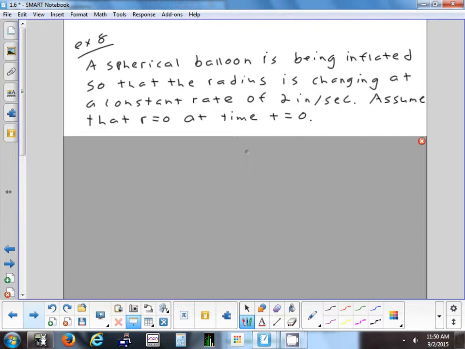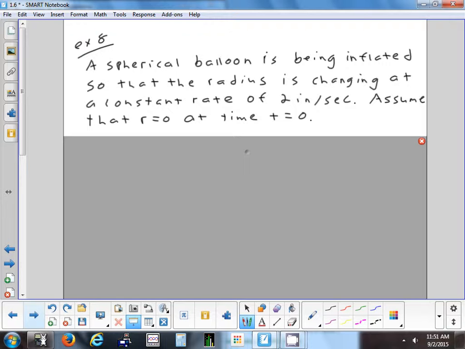All right. So in this problem, it's in your book, on page 64. It says you have a spherical balloon that's being blown up, and the radius is changing at 2 inches per second. So that's how quickly it's being blown up.